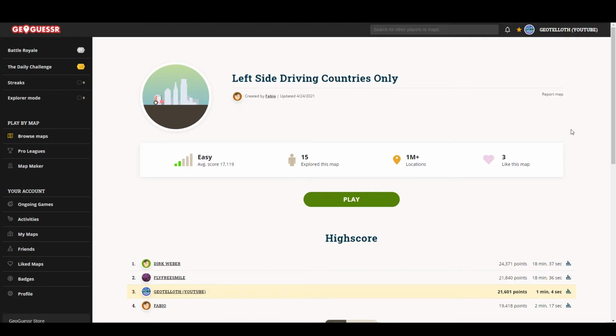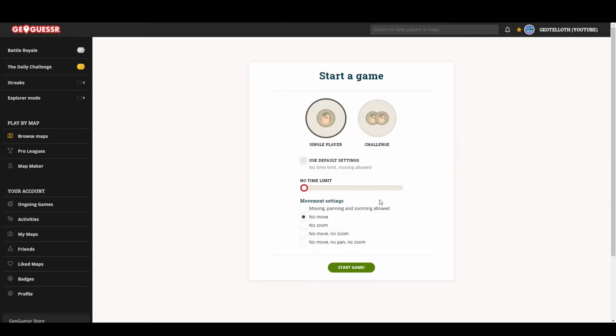So, I've selected this map created by Fabio, credit to him. I do have one slight complaint about this map. Brazil pops up sometimes, which is not a left-hand side driving country, but it's a great map regardless, so we're going to play through it anyways. And if Brazil comes up, I'm going to just make sure you understand it's not a left side driving country. So let's just play a couple of rounds of this and hopefully we'll get most of the locations that drive on the left. And here we go.